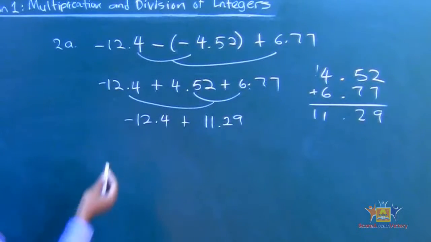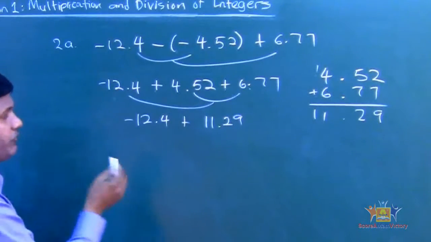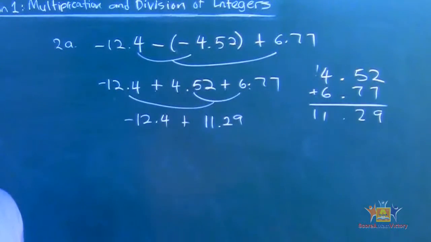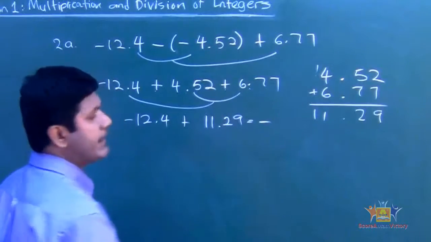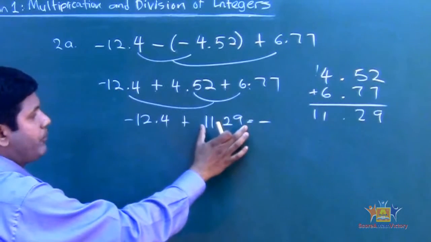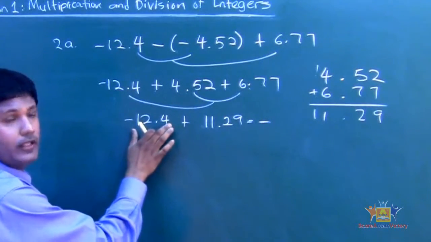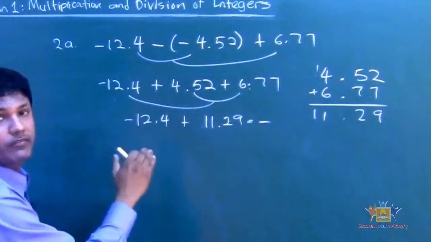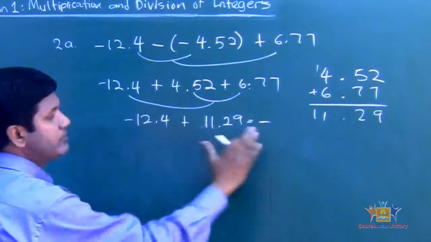Look at this. The negative number is bigger than the positive number. So your final answer is going to be what? Negative, but it's going to be smaller than what this is, okay? So you know this is going to be negative. That means you're going to apply this positive 11.29 towards the negative 12.4. So you're kind of paying off. This is what you owe and this is what you have. So that means we know the final answer is going to be negative.